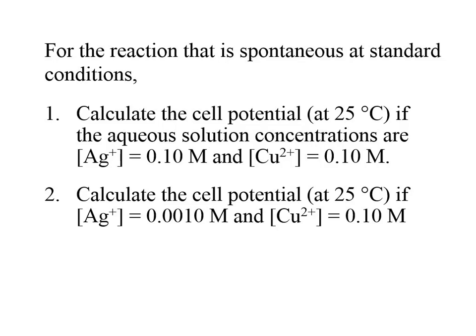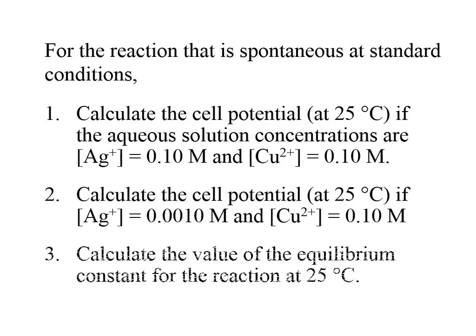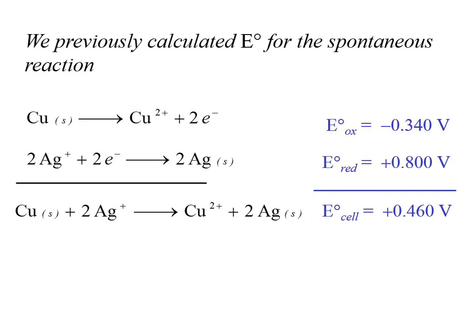So we're going to use the Nernst equation to come up with the E, the cell potential, for those non-standard conditions. The third question we're going to answer is to use that relationship at equilibrium between K and E naught. Okay, so we're going to come up with the equilibrium constant. So here we go. Nernst equation coming up.